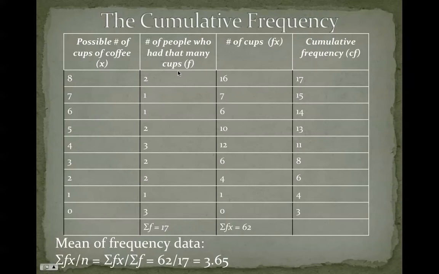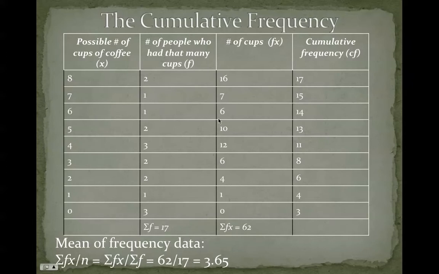And I've got the number of people who had that many cups of coffee. Again, the letter F here stands for frequency. So 2 people had 8, 1 person had 7, 1 person had 6, 2 people had 5, and so on. And 3 people had 0 cups of coffee. So if you add up this frequency column, the sum of F, sigma F, equals 17, that is your sample size. That should equal your sample size. So here, these data represent 17 different people who were interviewed about the number of cups of coffee they've had.